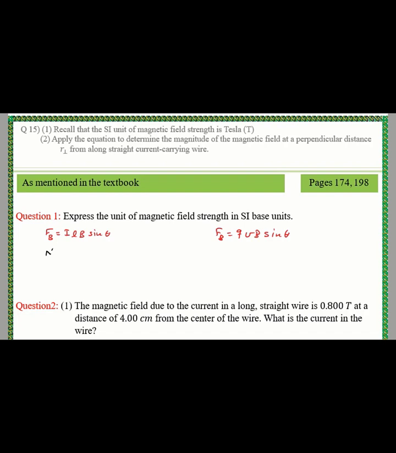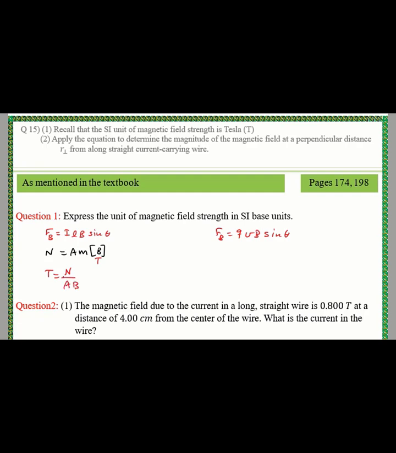Newton for the force, the current is ampere, the length is meter. We need to find the unit of the magnetic field. Now, the unit of magnetic field, we know it is the Tesla. Now, Tesla is Newton per ampere meter.